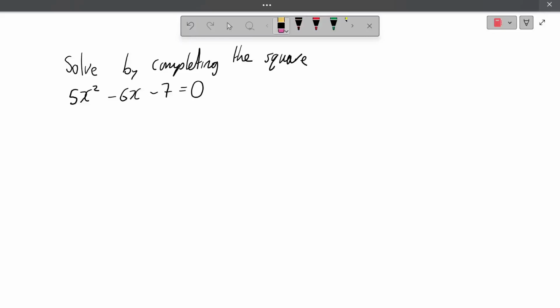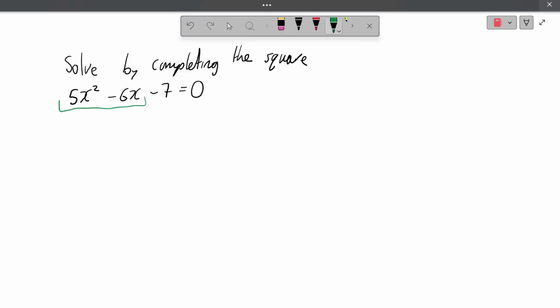So here we have another question, which has got 5x squared minus 6x minus 7 equals 0. Now, if this wasn't telling you to solve by completing the square, I would just use the quadratic formula because it's just easier and quicker. But I guess in the past, people didn't have calculators 40, 50 years ago, and it was useful to be able to solve them without a calculator. But let's get started on this one.